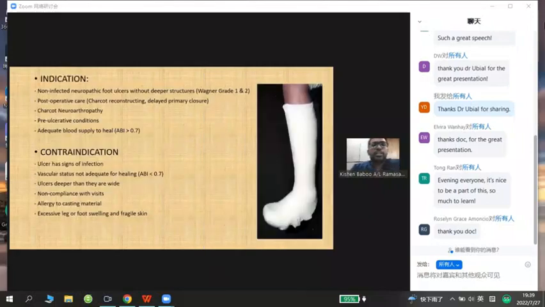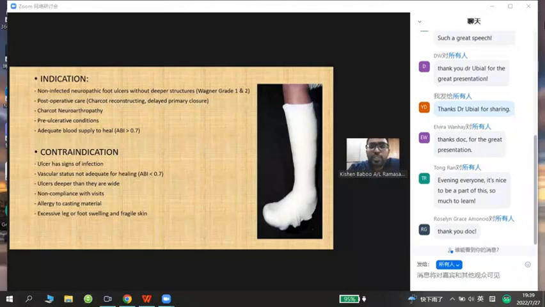The indications are non-infected neuropathic foot ulcers, post-operative care, Charcot neuroarthropathy, pre-ulcerative conditions, and adequate blood supply to heal. The contraindications are any signs of infection, inadequate vascular status, deep ulcers, patient non-compliance with visits, allergy to casting material, and excessive leg or foot swelling.